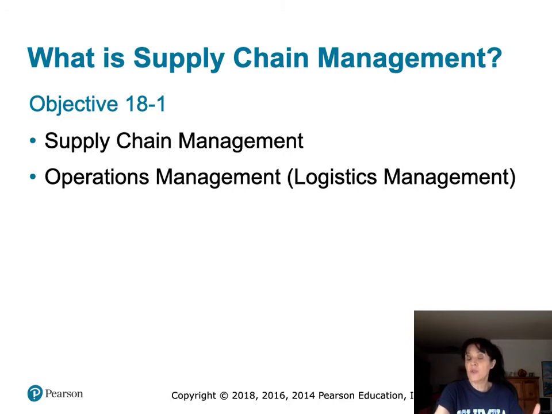Whereas operations management, which is also known as logistics management, refers to internal activities, right? In other words, supply chain management always occurs external to the company, whereas operations management, also known as logistics management, occurs inside the company.